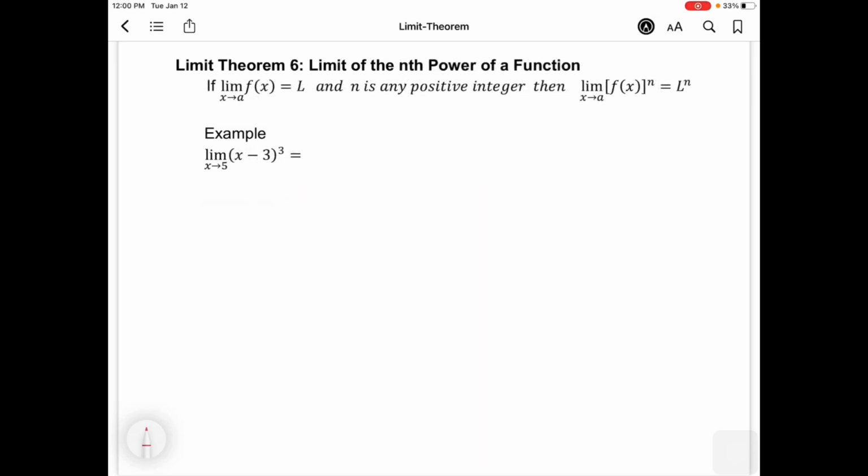Next is limit theorem number 6. In the limit theorem number 6, the limit of the nth power of a function.